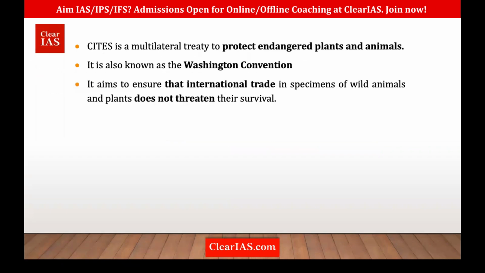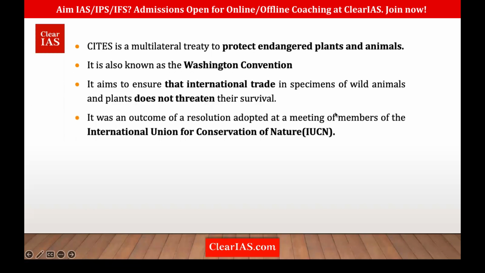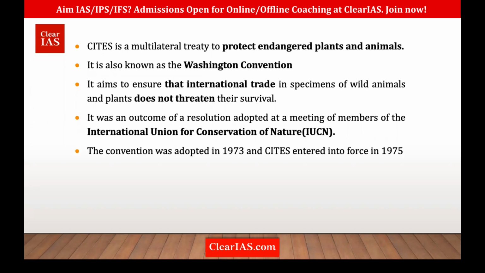It aims to ensure that the international trade in specimens of wild species does not threaten their survival. So it is basically to restrict the trade. It was agreed during a meeting of the IUCN, the International Union for Conservation of Nature. So whenever we talk about CITES, you must remember the body IUCN. It was adopted in 1973 and came into force in 1975.